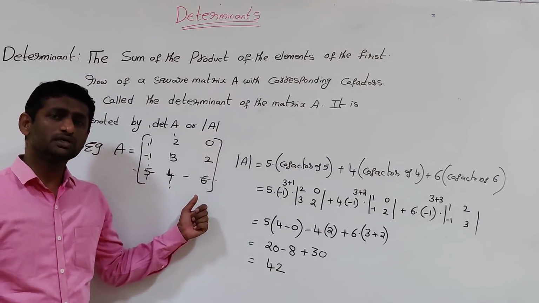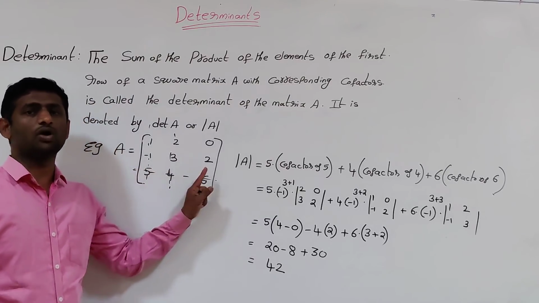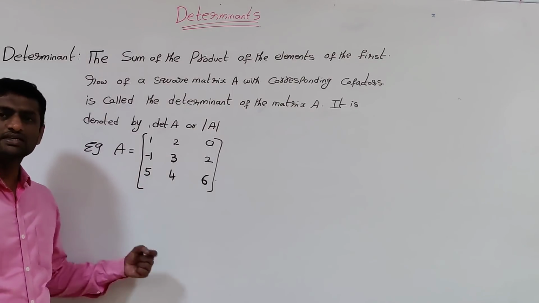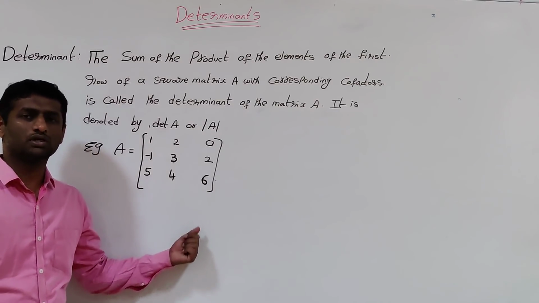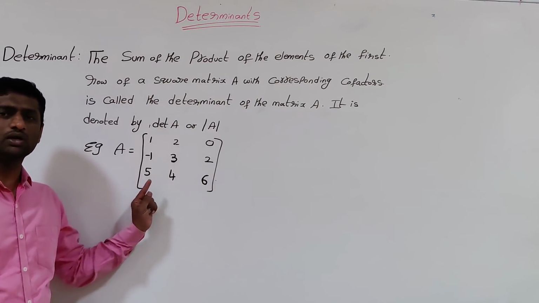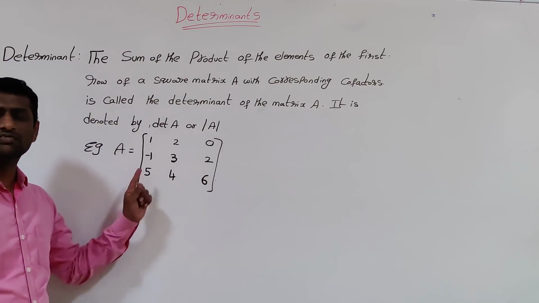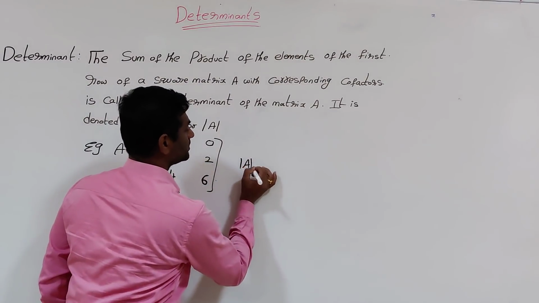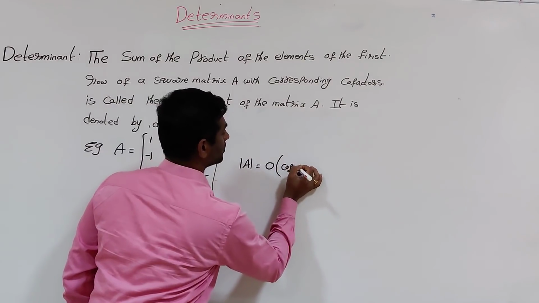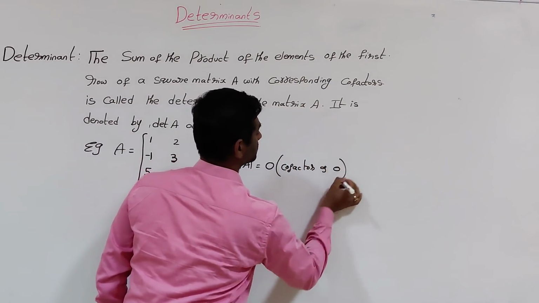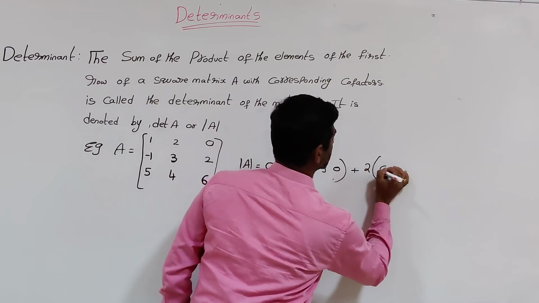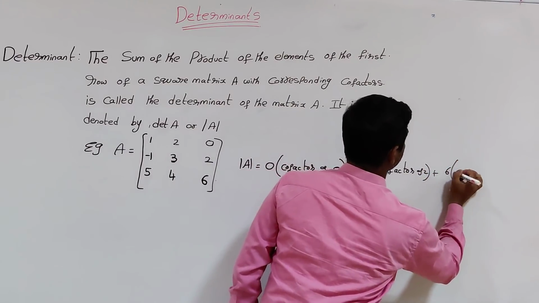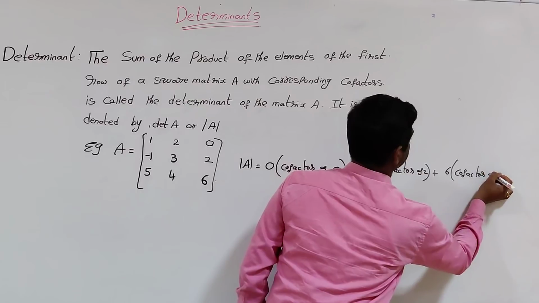Now we will see the value by using any one of the columns. Now in this same example, as we have done by using the row, now we'll see the determinant by using one of the columns, any one column, either first column, second column, or third column. So let me choose the third column. Determinant of A is equal to 0 into cofactor of 0 plus 2 into cofactor of 2 plus 6 into cofactor of 6.